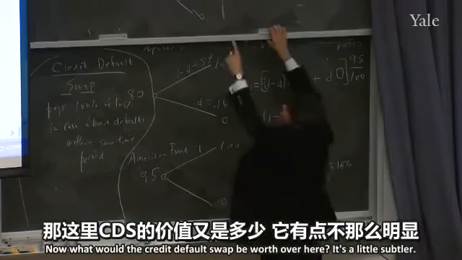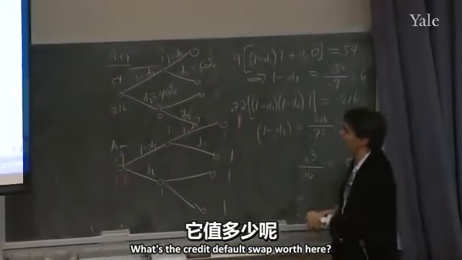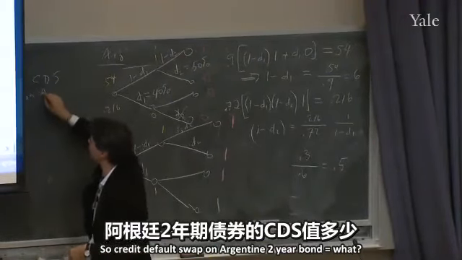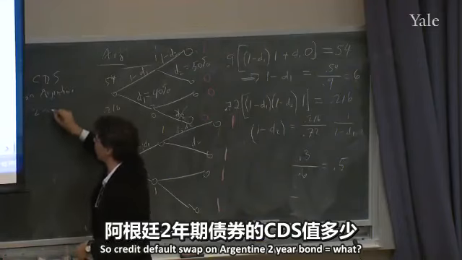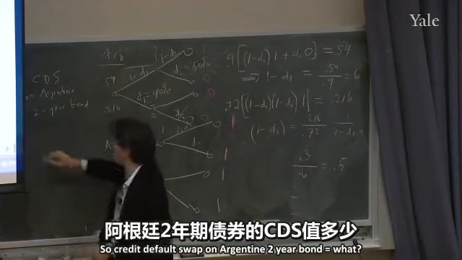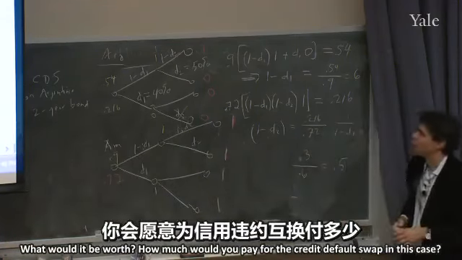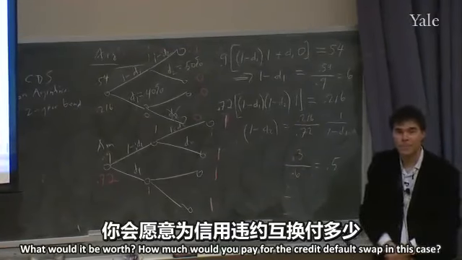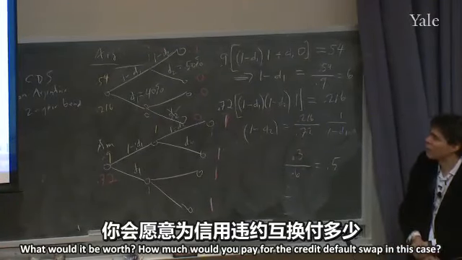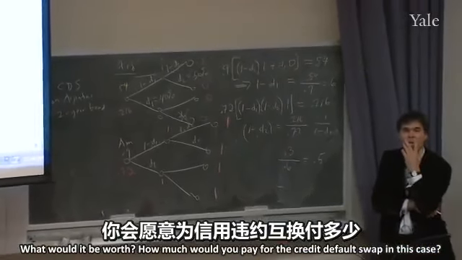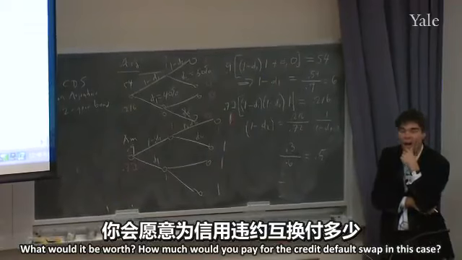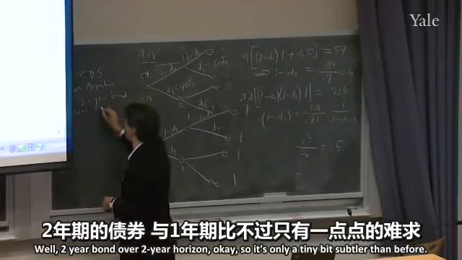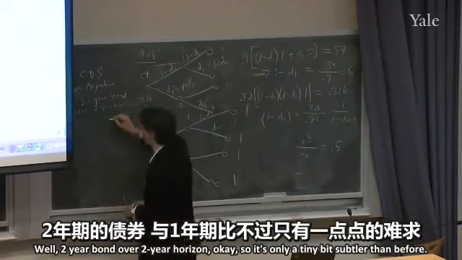Okay, now what would the credit default swap be worth over here? It's a little subtler. What's the credit default swap worth here? So the credit default swap on the Argentine 2-year bond equals what? What would it be worth? How much would you pay for the credit default swap in this case? Well, a 2-year bond over a 2-year horizon. Okay, so it's only a tiny bit subtler than before.